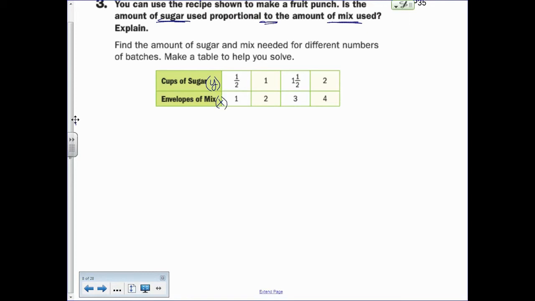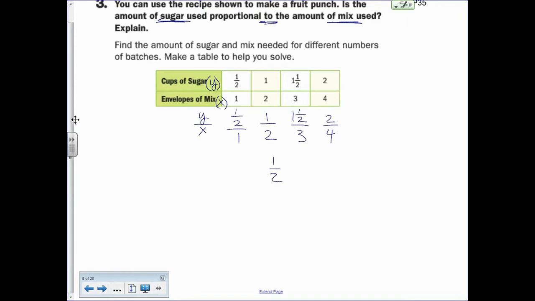They actually have this table made backwards. So when I set up my ratios, I would want to put the 1/2 over 1, 1 over 2, 1.5 over 3, and 2 over 4, so that it is Y over X. Then I have to simplify these. Well, this one is already simplified.